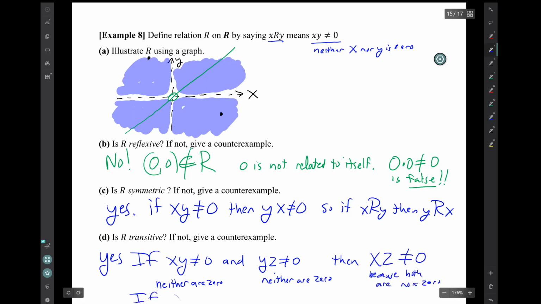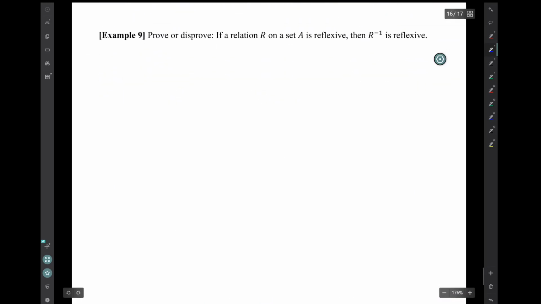So we see that if x is related to y and y is related to z, then x is related to z. Now prove or disprove. If a relation R on a set A is reflexive, then R inverse is reflexive.